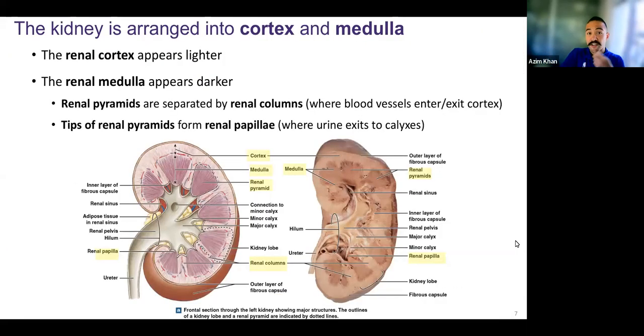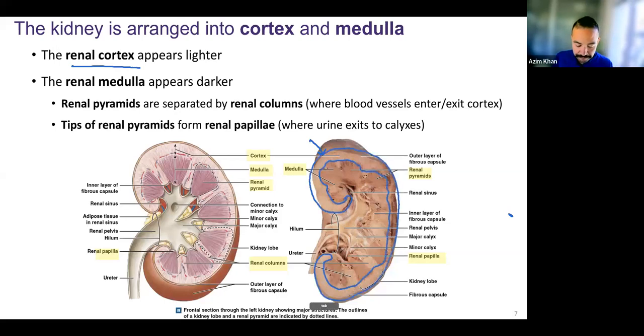The kidneys are arranged into the cortex and the medulla. We've seen that type of arrangement before. The brain has a cortex and a medulla. The adrenal gland has a cortex and a medulla. Cortex and medulla just means outer portion and inner portion. The renal cortex appears lighter. You can see this in the cadaver picture on the right side. It's this portion here. That's the renal cortex.